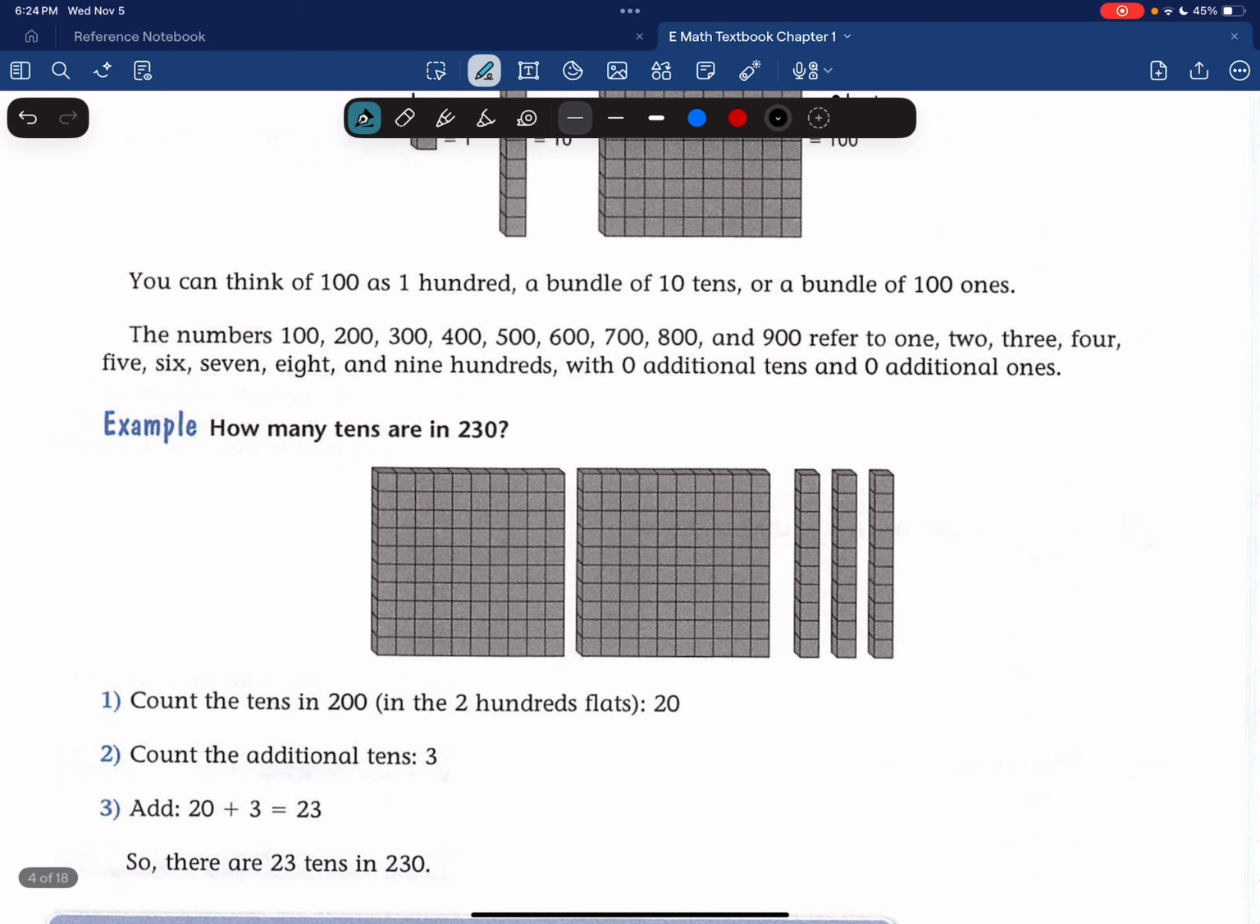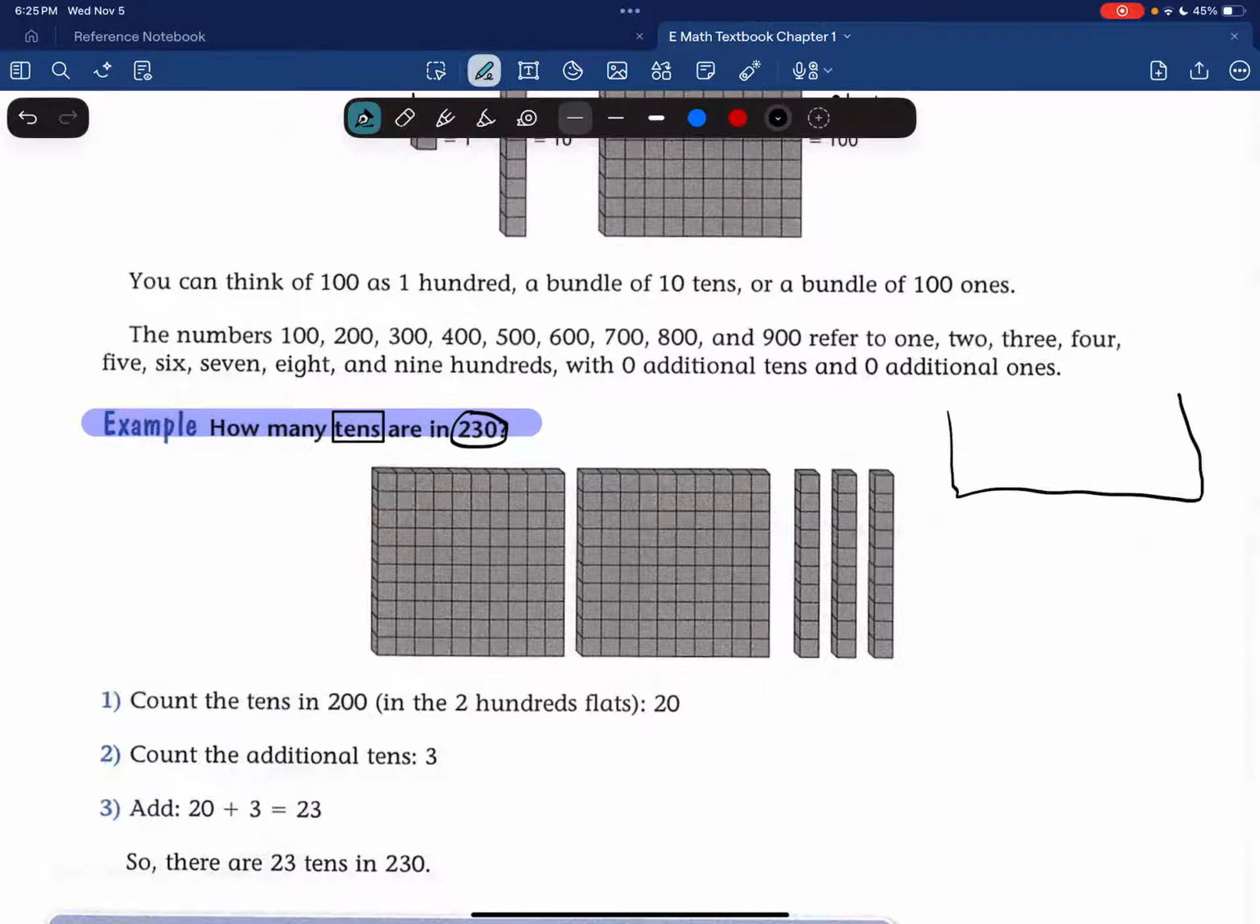Example, and this is a tough one. Don't underestimate this question. How many tens are in 230? So let me do this a couple of ways. First of all, I want you to mark the word tens because that's a key word, and mark 230 because that's a key number. Now, a place value chart will help you here if you want to use that.